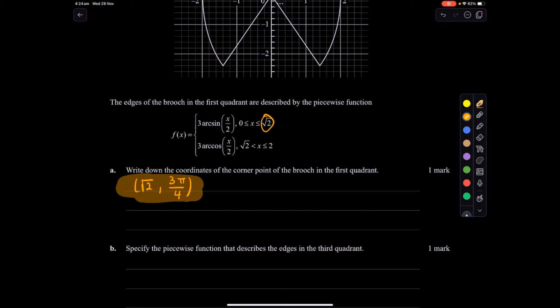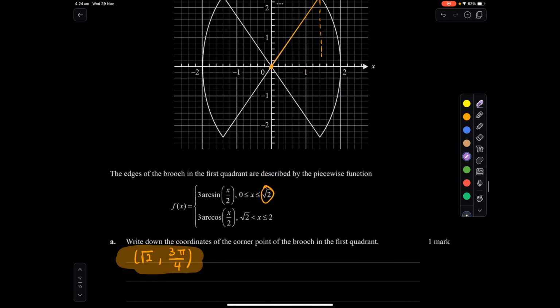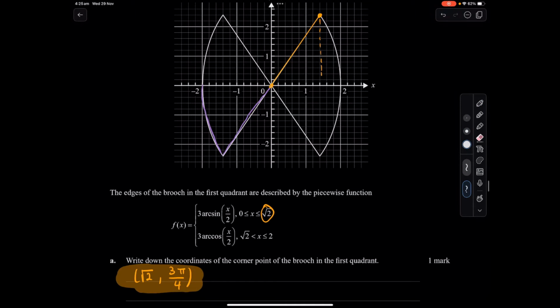That's not too bad. Next thing, specify the piecewise function that describes the edges in the third quadrant. So we need to specify, so this one over here. We want to get these ones over here. Well, what we can do, how do we get them? So let's look at the first part here. Let's aim for this first. Let's aim for this part over here.